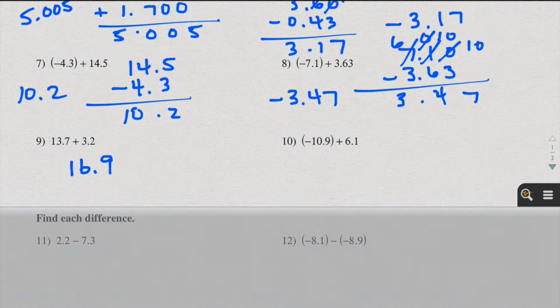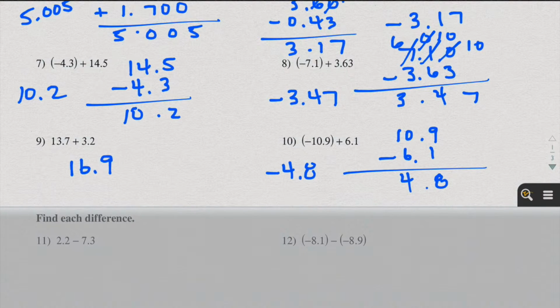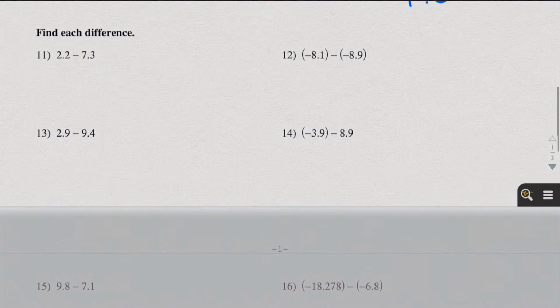Okay, number 10. Negative 10.9 plus 6.1. So what we want to do on this is find the difference because the signs are different, so we get 10.9 minus 6.1. When we subtract those, we get an 8 here, bring down the decimal, 10 minus 6 is 4. Because the 10.9 is greater than 6.1, we use the sign associated with it, so it's going to be a negative 4.8.